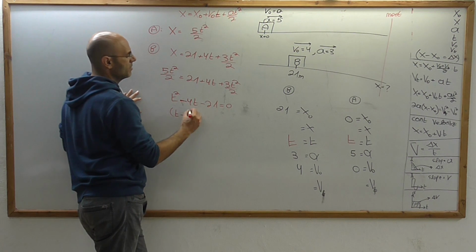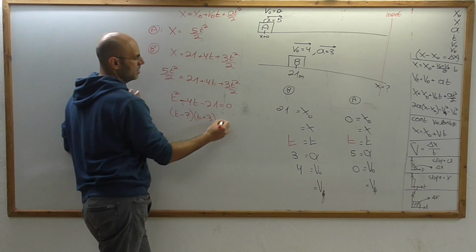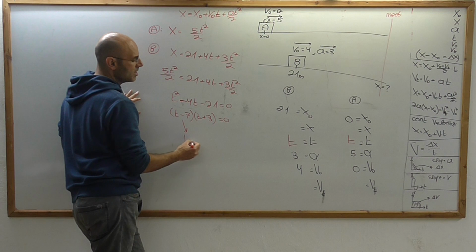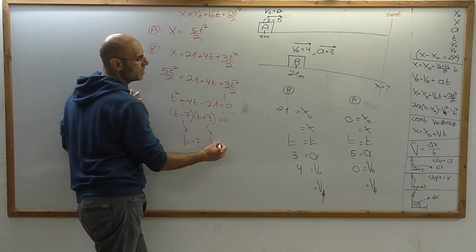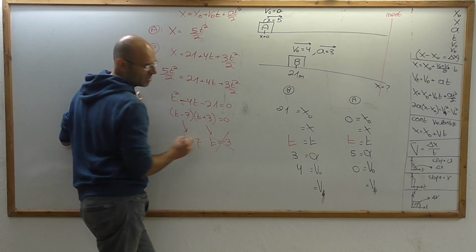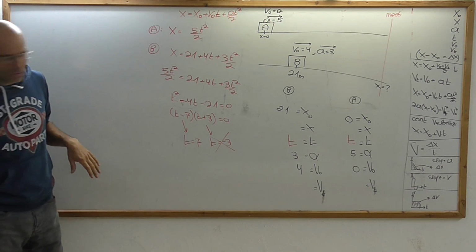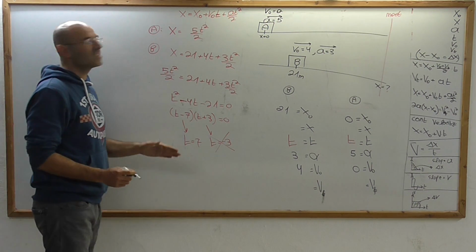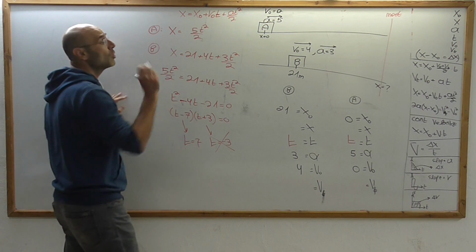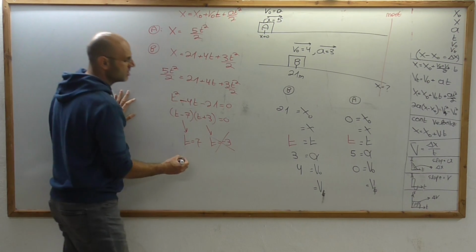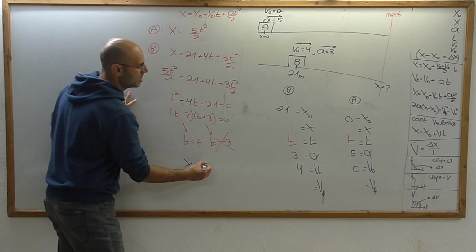It's (t minus 7)(t plus 3) equals 0. So t equals 7 or t equals minus 3. Negative time is not in our scope. So after 7 seconds they will meet. I want to know where they will meet. I just place t in x equals 5t squared over 2.